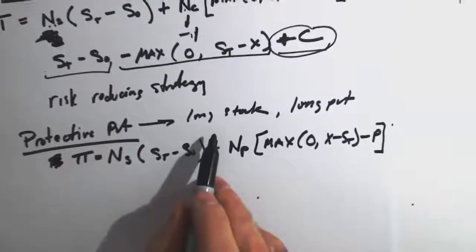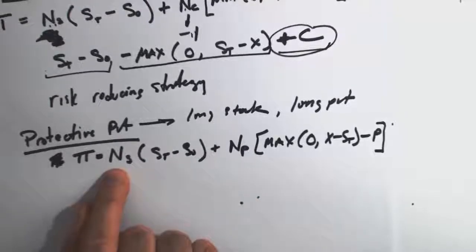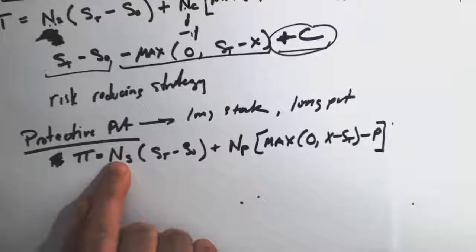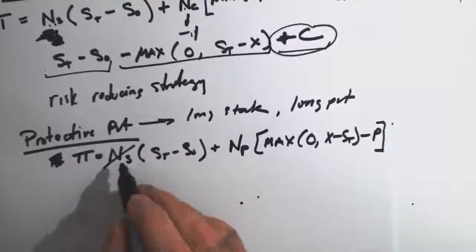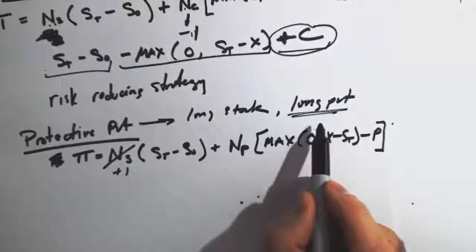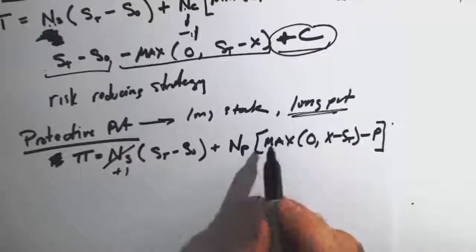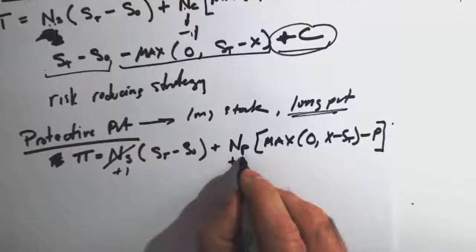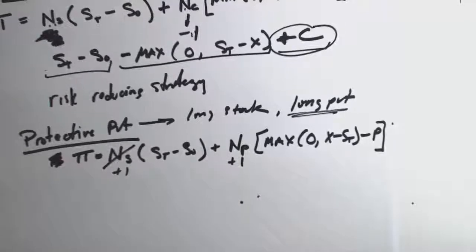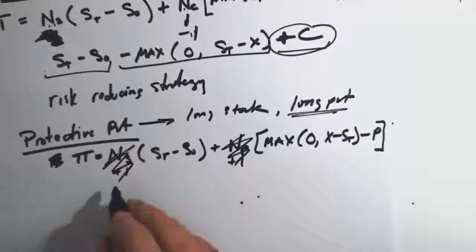Now, when we do a protective put, we're long stock. So this NS is going to be positive. Let's assume we just deal with one share, so this is a +1. And when we do a long put, this NP is going to be positive. Let's say just one put, so that's positive also. So these kind of wash away because multiplying by +1 doesn't do anything.